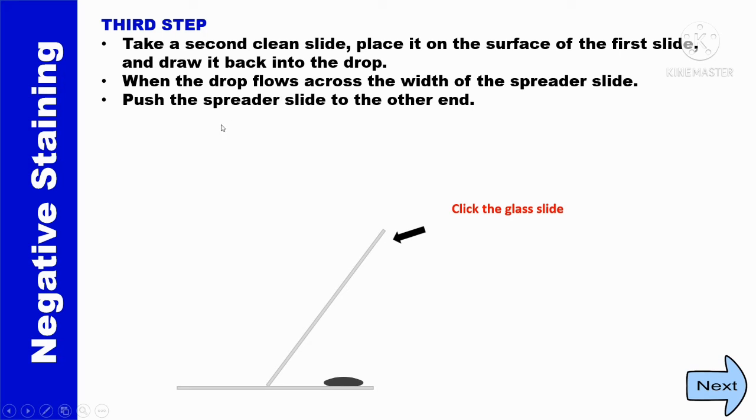The third step is to take a second clean slide, place it on the surface of the first slide and draw it back into the drop. When the drop flows across the width of the spreader slide, push the spreader slide to the other end.